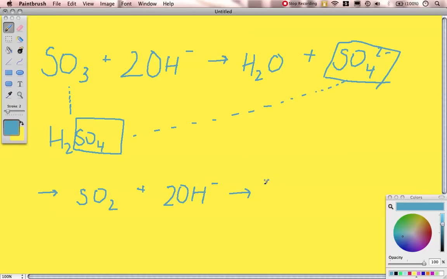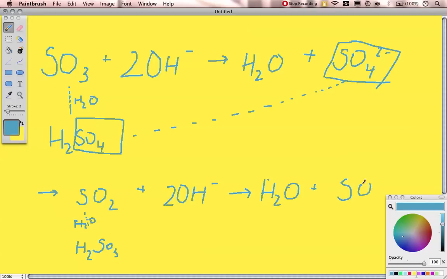Well, I get water. And if you're not quite sure what polyatomic ion you get, consider what acid you get when you react sulfur dioxide and water. Well, the reaction of sulfur dioxide and water yields sulfurous acid, which is H2SO3. And hopefully that would give you some hint to the polyatomic ion formed here.